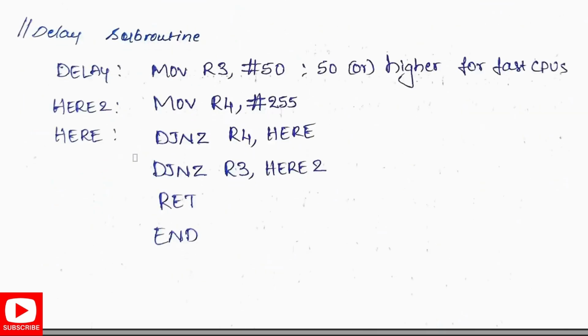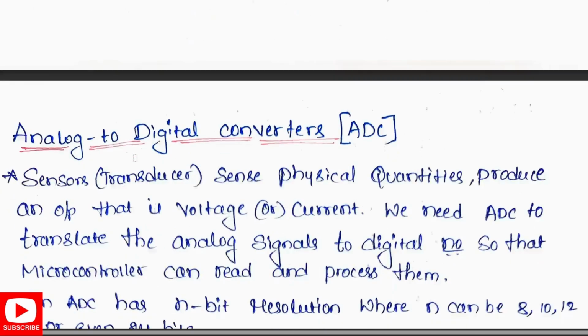What happens there? 50 is moved to the register R3 and 255 is moved to the register R4 in our second loop. Here, then again that is moved to the DJNZ, decrement jump not equal to 0, R4. Next, decrement jump not equal to 0 for the R3. Then return, and then this completes the program.